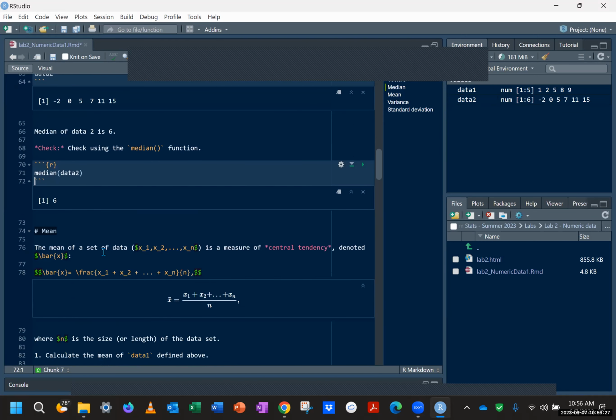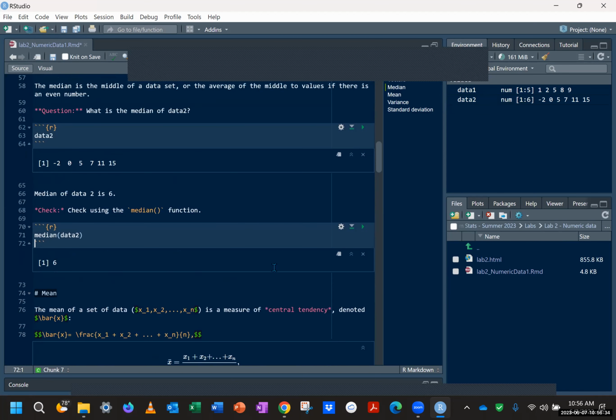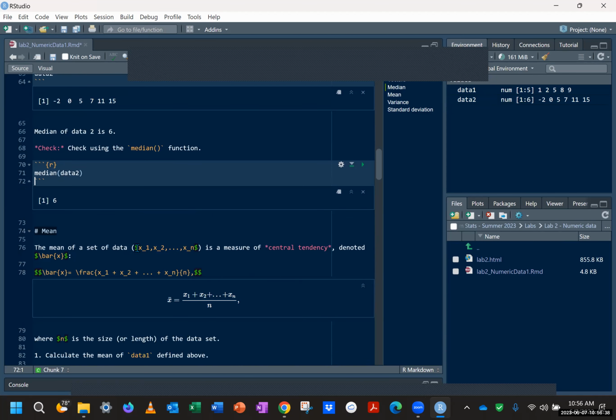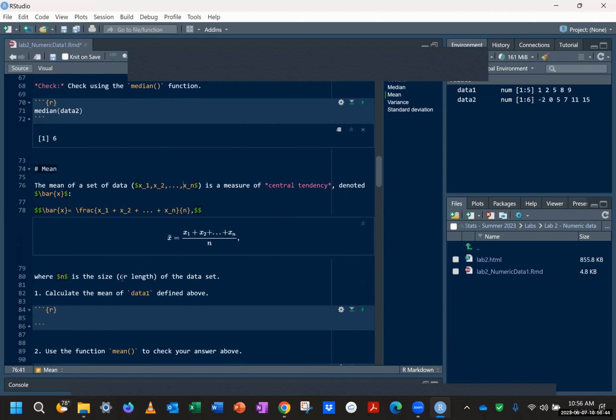Okay. Next is mean or average. It's our first measure of central tendency. Well, actually, median and mean are measures of central tendency. But the way we find the average of n numbers is we add them up and we divide by n. So n is the length of the data set. So we already know how to do that.